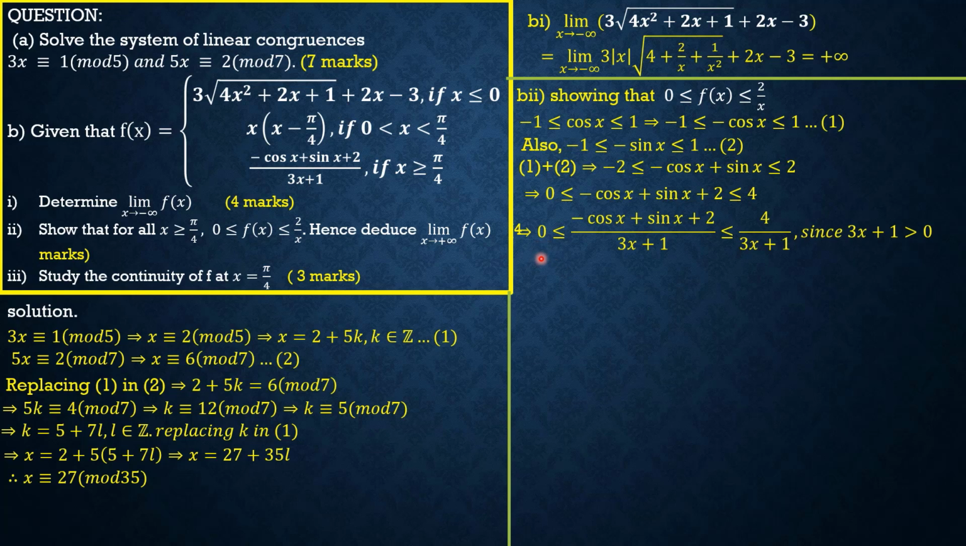Now if I divide 0 by 3x plus 1 it will still be 0, and negative cos x plus sin x plus 2 divided by 3x plus 1 gives my f of x, and now 4 divided by 3x plus 1. This division is possible because 3x plus 1 is strictly greater than 0, so the signs of my inequalities are unaffected. But we have to prove that this inequality is true for x greater than or equal to pi on 4.